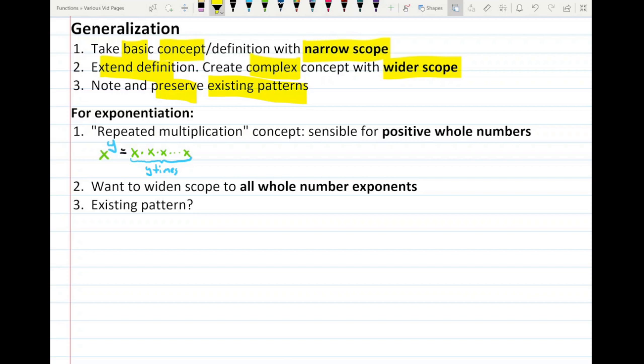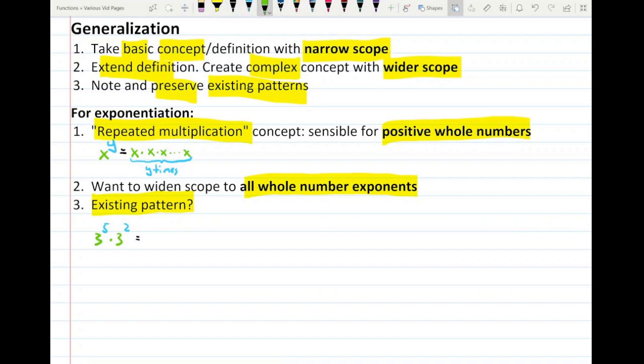We have this basic concept of repeated multiplication that has a narrow scope of positive whole numbers, right? And we want to widen this scope so that it works for all whole number exponents, including 0 and negative numbers. So all that's left for us to consider is what existing pattern we're going to use to do this. The pattern is: adding exponents is the same as multiplying the results. For example, 3 to the positive 5th power times 3 to the positive 2nd power.